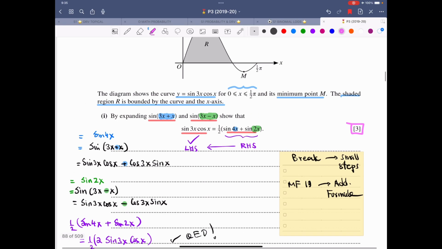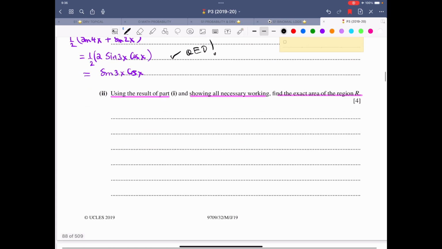Now, what is the equation of the curve? The equation of the curve is sine 3x cosine x. Now, what is that equal to? This thing. So, therefore, integral of sine 3x cosine x dx. The limits are unknown. That is the same thing as half.